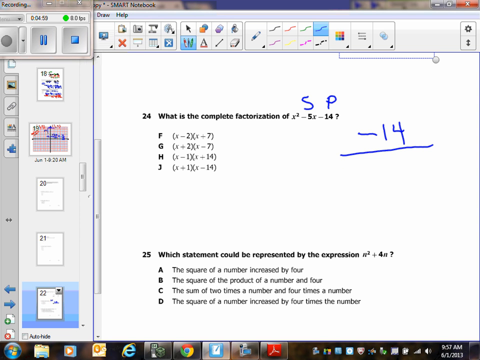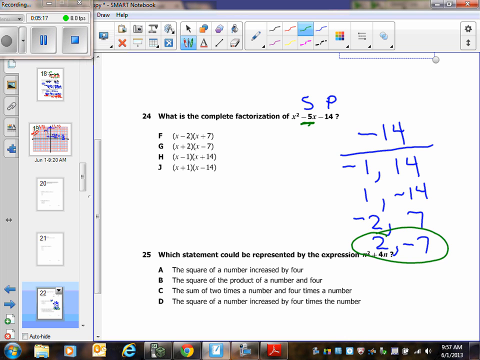So what I would suggest is go ahead and make a list. For negative 14, I can have negative 1 and positive 14. I can have 1 and negative 14. I can have negative 2 and 7, or 2 and negative 7. Then I look through this list and see, well, which 2 will give me a sum of negative 5? That would be 2 and negative 7. So my answer would be x plus 2, x minus 7. So it looks like that answer choice would be choice G.